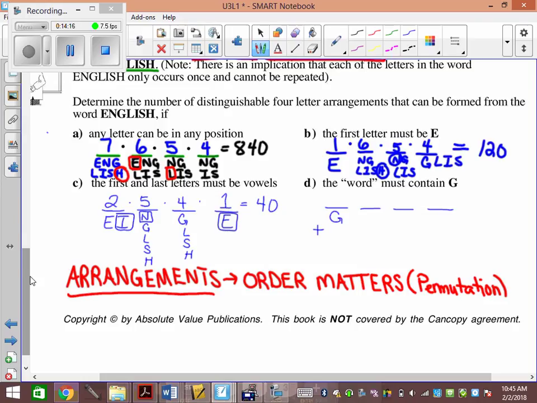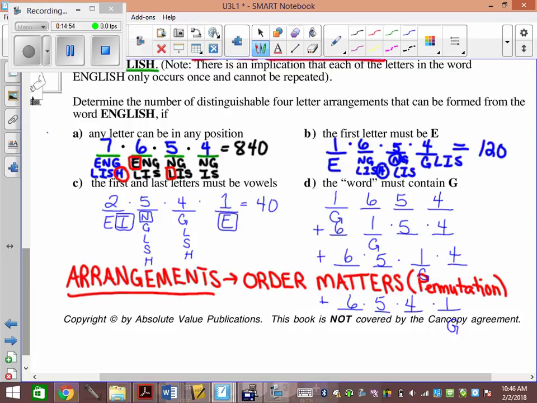So this one is a G, has 1 option. Then I have how many letters left? 6, then 5, then 4. The next case, if G was in the second spot, I'd have a 1 here, then I'd have 6, 5, 4. Then I'd have G in the third. So I'd have 1, then 6, 5, 4. Because when they're new cases, you're starting fresh. You have all the letters back again, right? And then your fourth one, 1, 6, 5, 4.